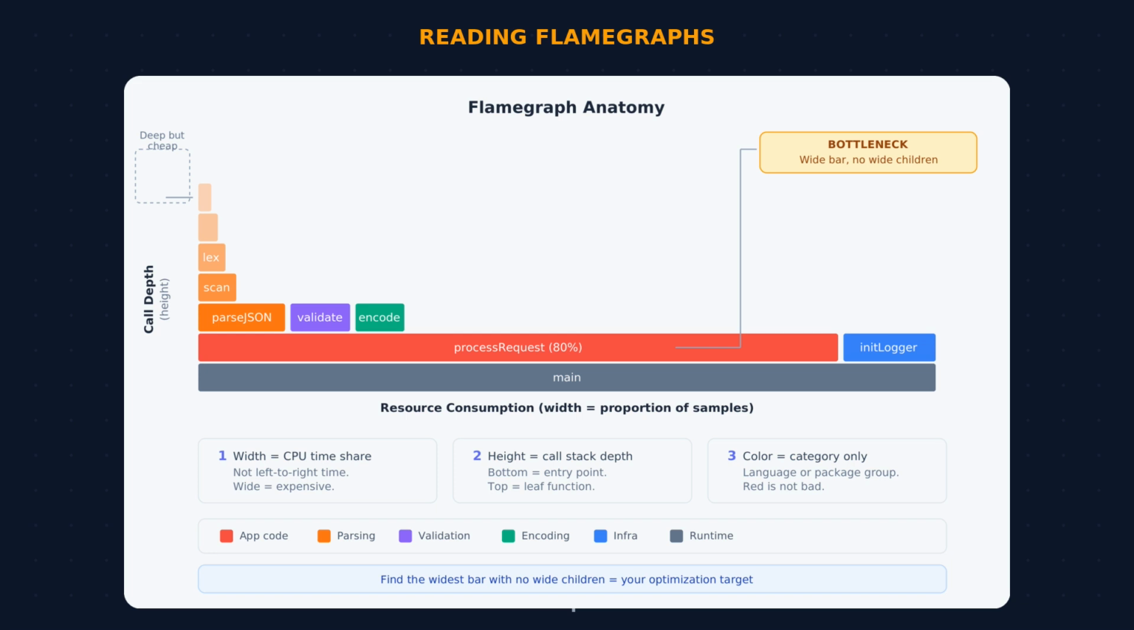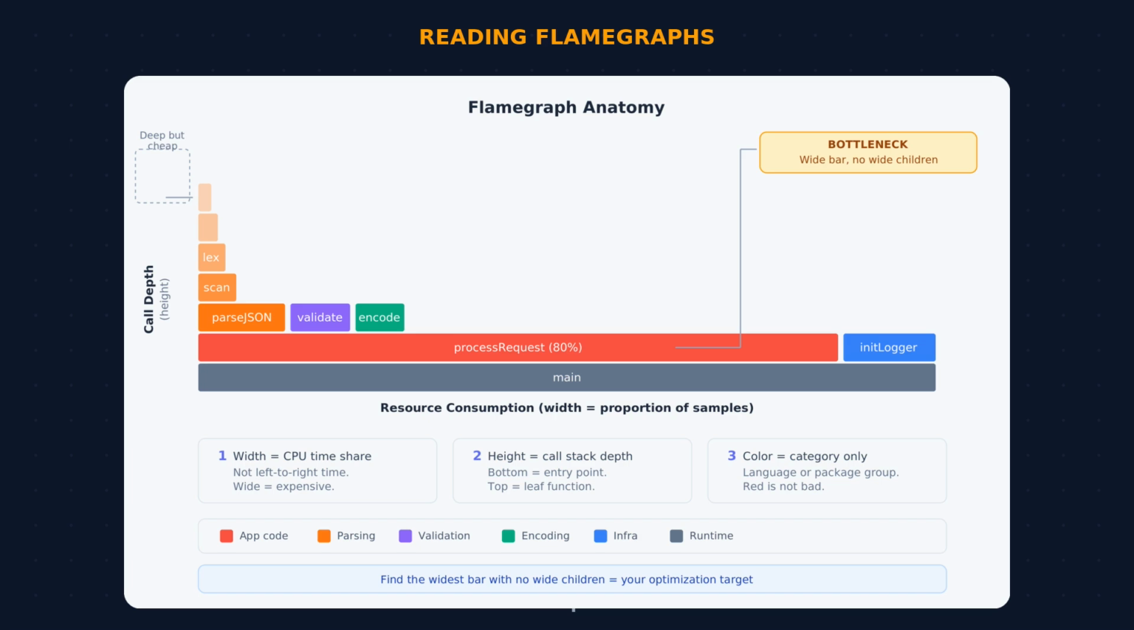2. The y-axis is call stack depth. Bottom of the graph is the entry point. Each layer above is a function called by the layer below. Tall stack does not mean slow. It just means deep call chain. 3. Color is just category. Red is not bad. Red usually means kernel code. Green usually means application code. Color is for grouping, not severity.